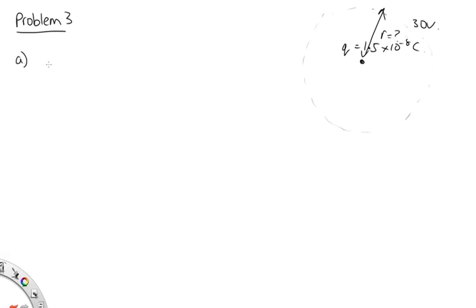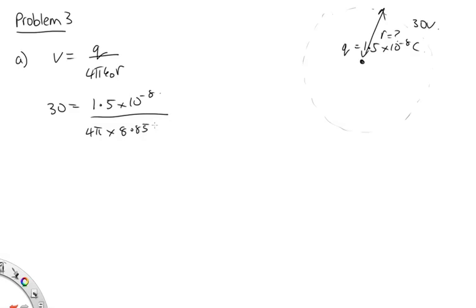So to do this one, we can just use the equation V is equal to Q over 4 pi epsilon naught R. And so we have 30 is equal to 1.5 times 10 to the minus 8 over 4 pi times 8.85 times 10 to the minus 12 times R. Just rearranging this to get R by itself, and we end up with R is equal to 4.5 meters.